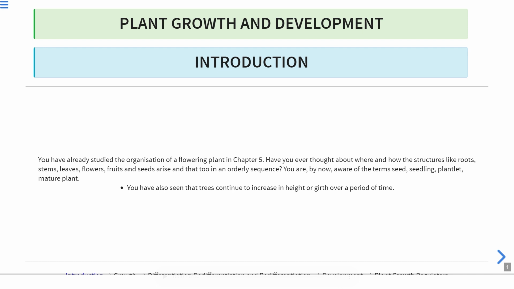So how is this phenomenon occurring? The plant which you set in a very small form now becomes a mature tree. How is this growth occurring? We are talking about the growth of plants in this particular chapter. So let us see.